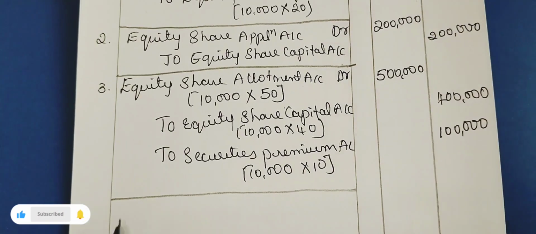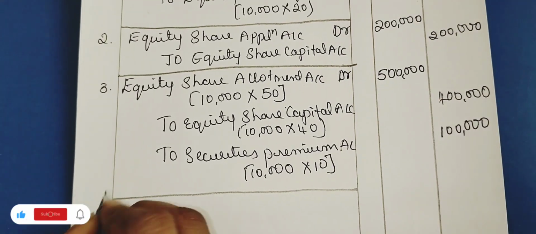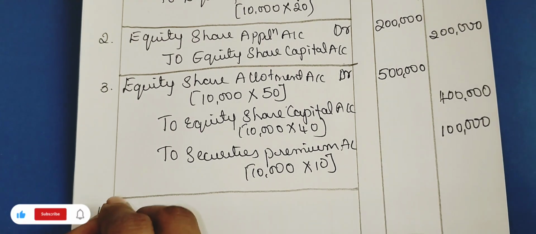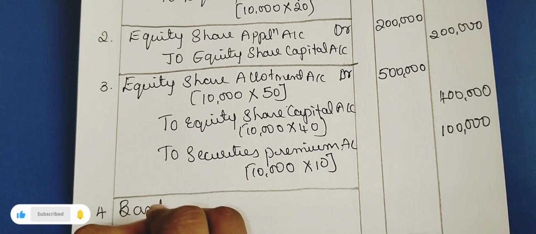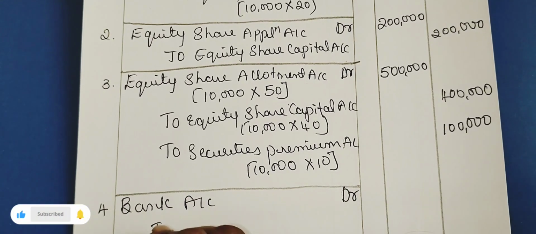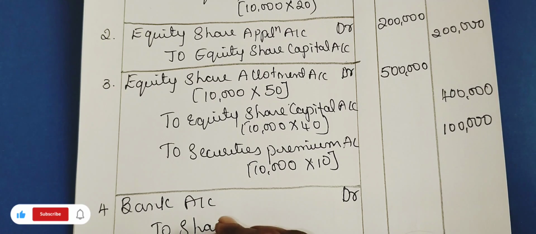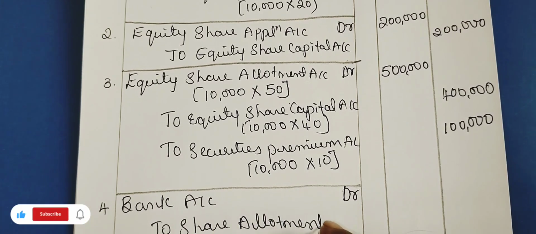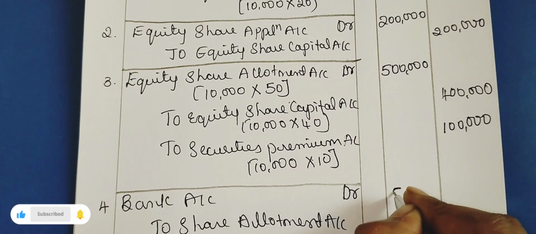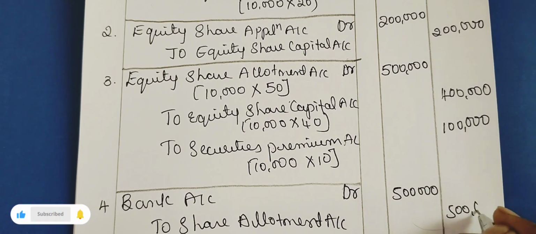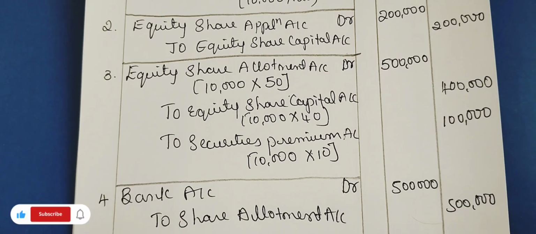Now let us pass the received entry. First we are passing the due entry, then we are passing the receipt entry. Through bank we received, so we are debiting bank account to share allotment account 5 lakh. Being share allotment money received.